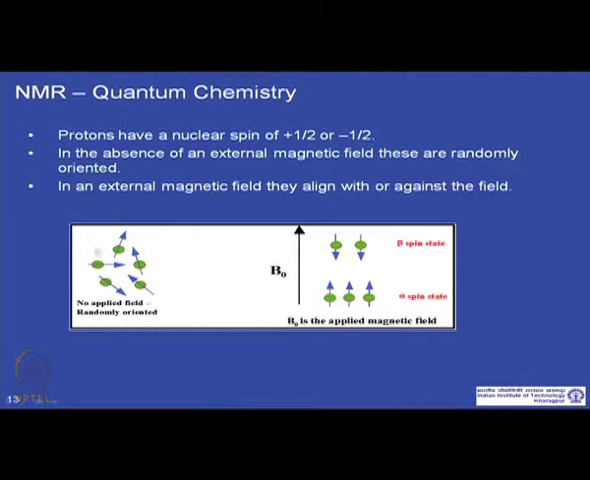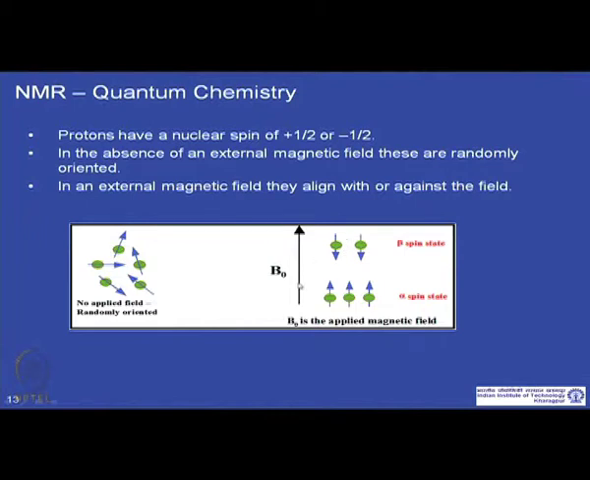randomly oriented when there is no external magnetic field. In the absence of any external magnetic field, these are randomly oriented. Now, if an external magnetic field is applied to the molecule, then they can align in two different ways. They can align with the external magnetic field, or they can align against the magnetic field. These two states are energetically different. Obviously, this one has higher energy than this one, so this has lower energy and this has higher energy.